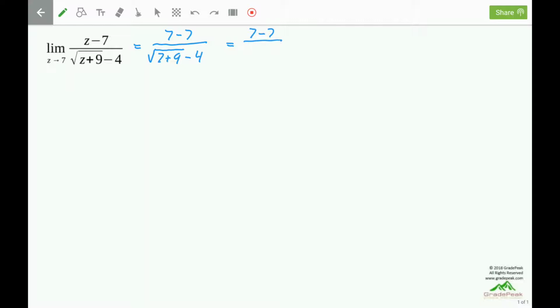In the denominator, 7 plus 9 is 16, so we have the square root of 16 minus 4. And the square root of 16 is a 4. So we have 7 minus 7, which is 0, over 4 minus 4, which is 0. We have the 0 over 0 indeterminate form. We will need to rework this.